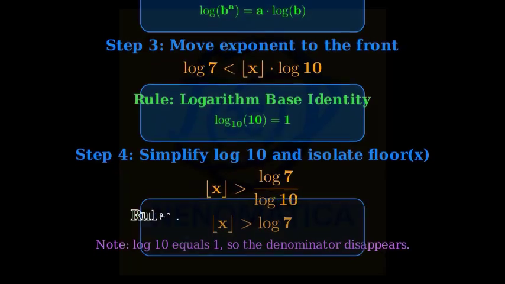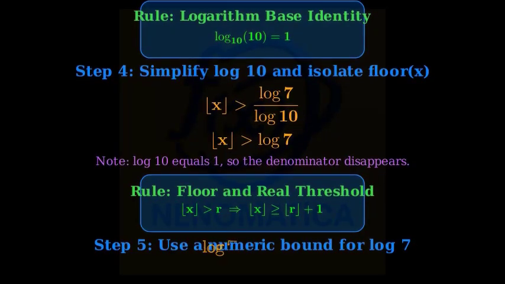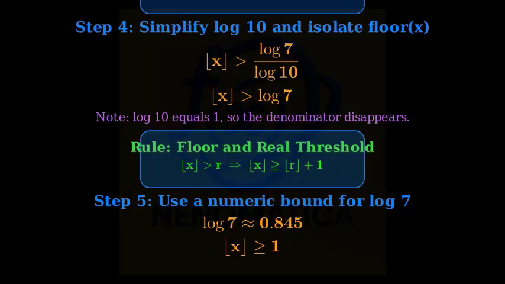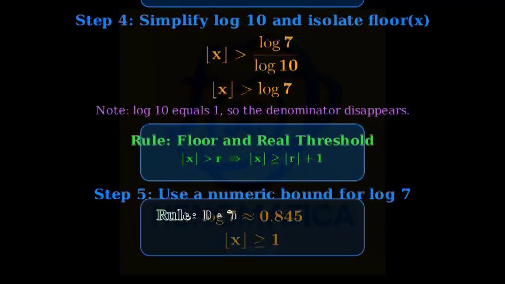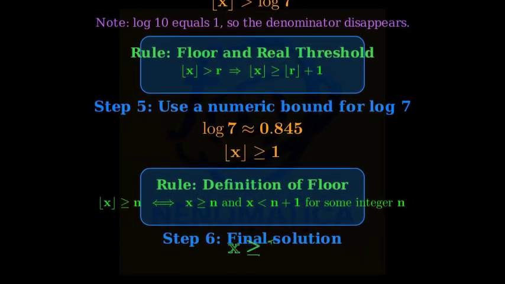Step 5. Evaluate log 7 numerically and use the fact that the floor of x is an integer. Show a floor inequality idea. Compute log 7, about 0.845. Conclude that floor of x must be at least 1. Step 6. Translate floor of x greater than or equal to 1 to x greater than or equal to 1.